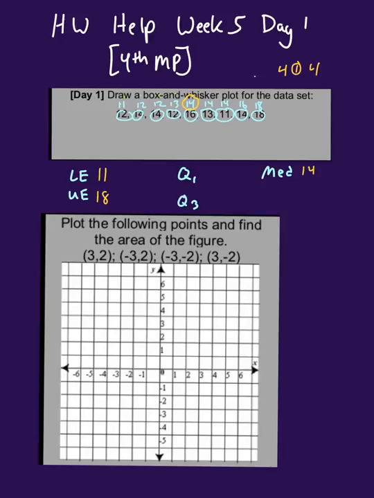Now Q1 is going to be the middle of this lower half of numbers. So the 2 12s are in the middle. What's between 12 and 12? Well, nothing. So Q1 is 12.